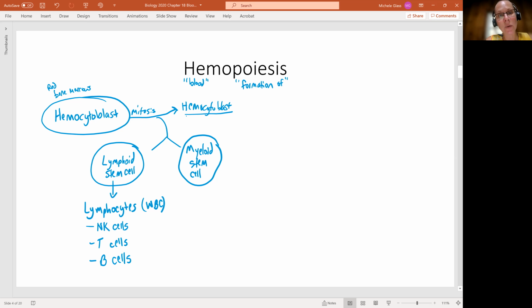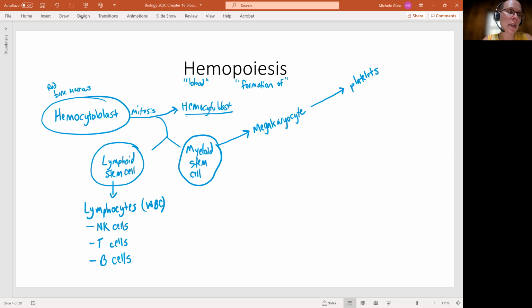Looking back at our myeloid stem cell, if we've produced this, then the myeloid stem cell is going to give rise to 3 different cell lineages. So the myeloid stem cell will give rise to what's called a megakaryocyte, mega big, karyo nucleus, cyte cell. So it's a big nucleated cell. And what we'll see is the megakaryocyte will break down into fragments, and we call these fragments platelets.